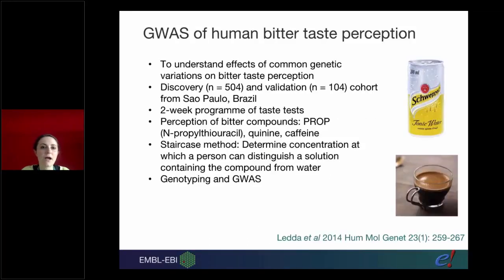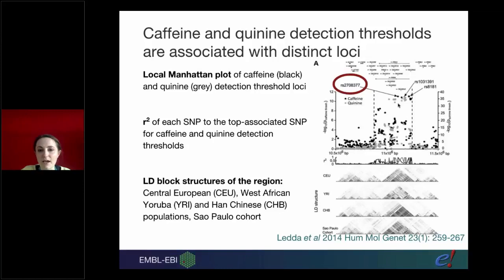So here's an example. In a GWAS of human bitter taste perception, they were looking at common variants in a cohort from Sao Paulo, and they did taste tests where they had stronger concentrations of the chemicals from quinine and caffeine, and wanted to see at what point people could say that's got the stuff in versus water. And they did this with genotyping and GWAS. So one of the things they find, so this is a Manhattan plot.